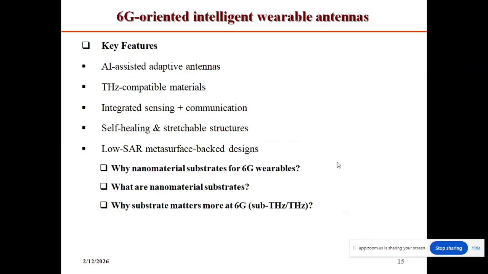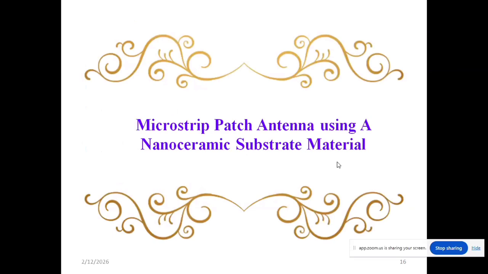Before discussing the wearable antenna that uses nanomaterial, let me discuss the patch antenna design using nanomaterial. This antenna is a rigid antenna that uses a rigid substrate only. Then let us focus on how to convert this rigid antenna into a flexible one for IoT and 6G applications.